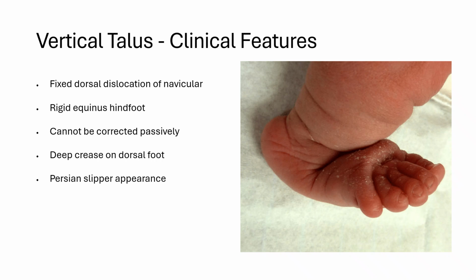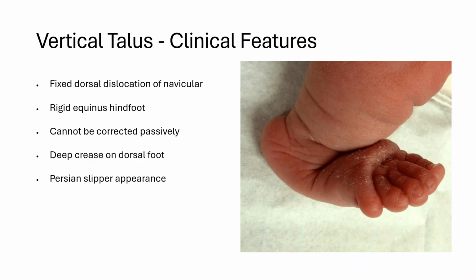The clinical features of congenital vertical talus create a distinctive pattern that reflects the underlying anatomical disruption. The defining characteristic involves fixed dorsal dislocation of the navicular bone, where this midfoot bone sits permanently displaced on top of the talus instead of maintaining its normal articulation. Think of this as the foot's architecture collapsing because a key structural component has moved out of position.